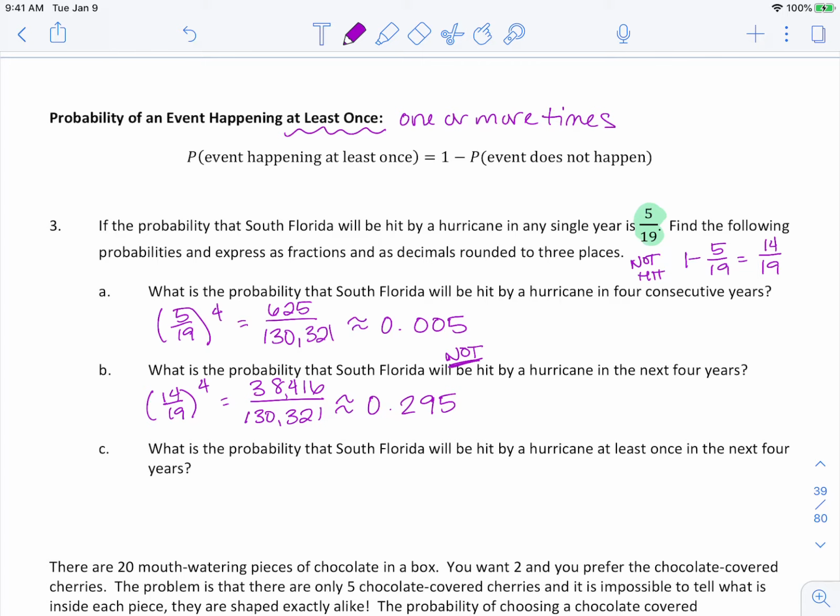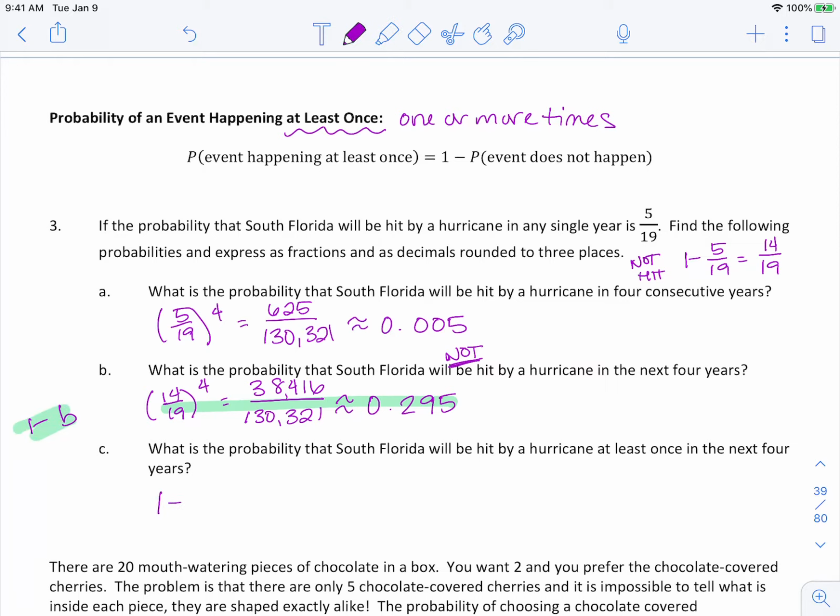Okay, C then says, what is the probability that South Florida will be hit by a hurricane at least once in the next 4 years? So at least once, remember we're doing 1 minus the probability that the event does not happen. So we're using the probability that the event does not happen. So we're using this one, B, and we're basically going to do 1 minus what happens in B.